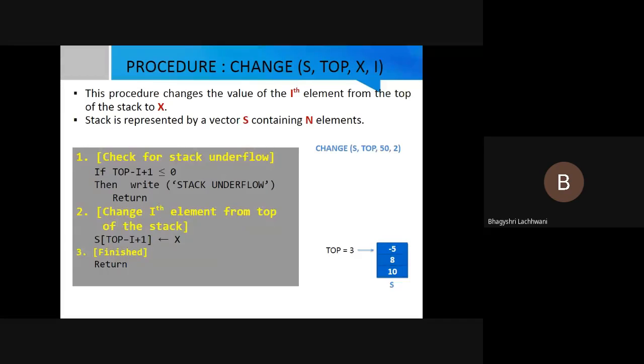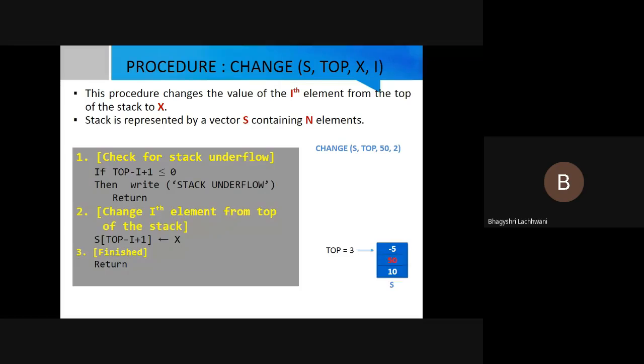Top is on the 3. So top minus I is 2. 3 minus 2 is 1. 1 plus 1, that is 2, is less than or equal to 0? No, that means we will move on to step number 2. So S of top, that means 3 minus 2 plus 1, so S of 2 will be the value x. Just see, previously it was 8. Now we will update the new value, that is 50. So the value is updated and 50 is copied.